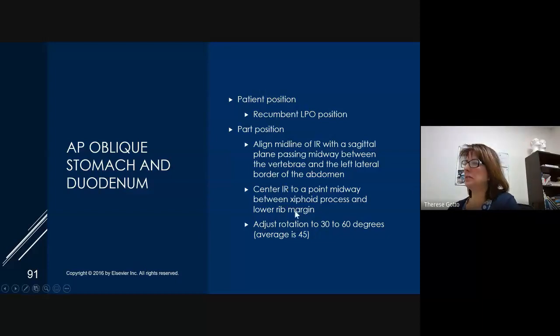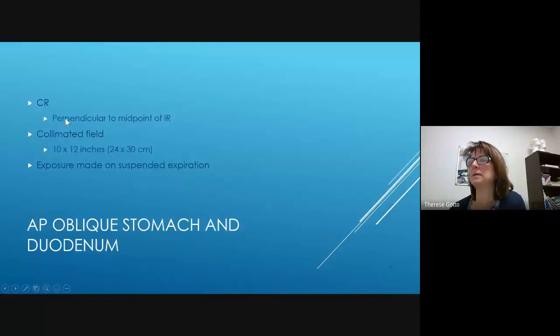Your rotation is going to be 30 to 60 degrees. We took an average of that and made it 45 for everybody, but you guys know with your hypersthenic patients, you might need to be more than that, okay? And less with your asthenic. Okay, it's going to be perpendicular, no angle, 10/12 again.